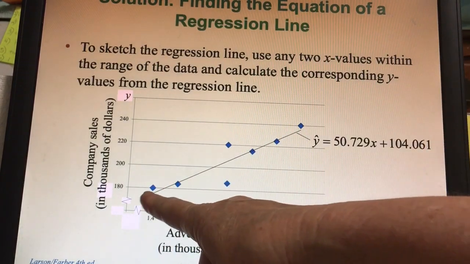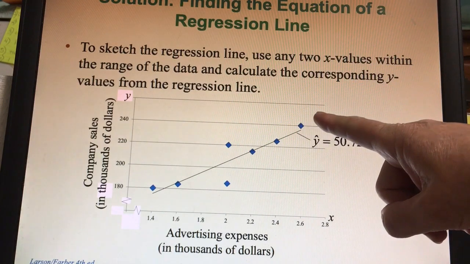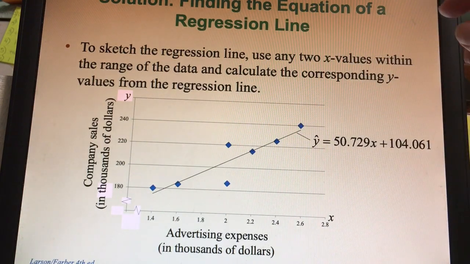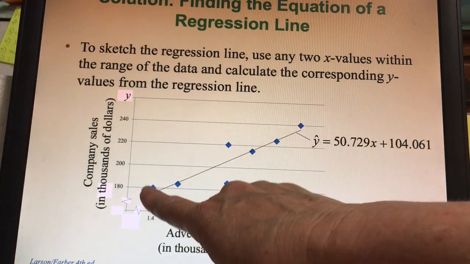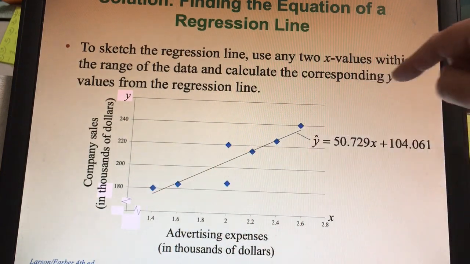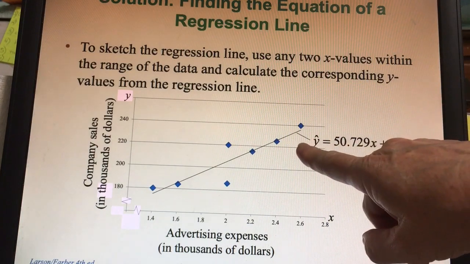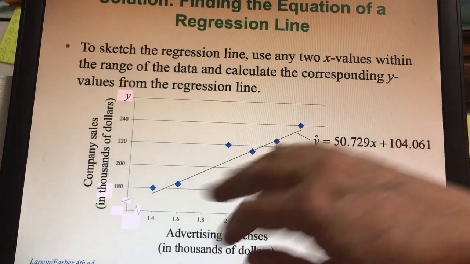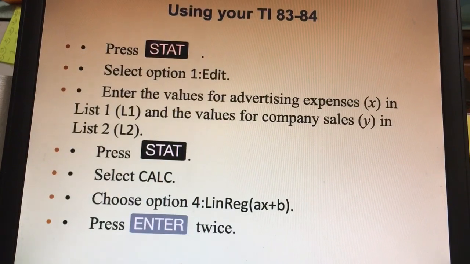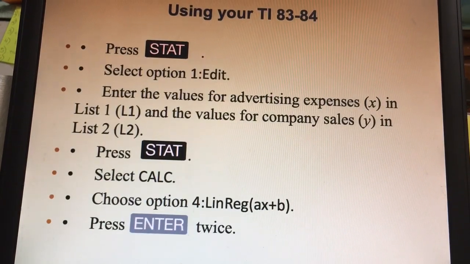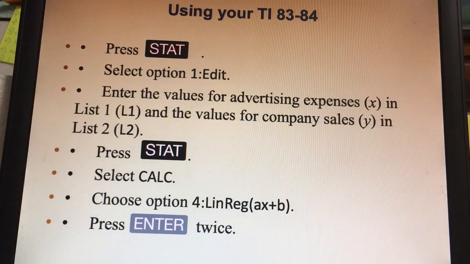So we would do these data points the same way I already showed you, which is do your stat plot, go to your plot one, turn it on, choose your little symbol you're going to use, and then I'm going to show you how to put this line going through your data points here very shortly. So here is how we're going to do this using your TI 83, 84.